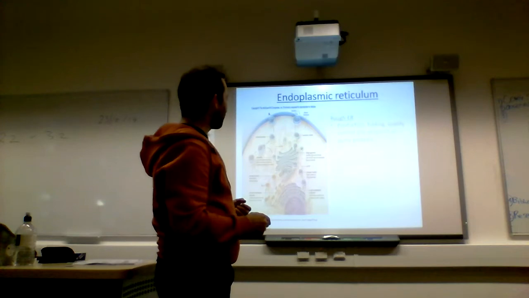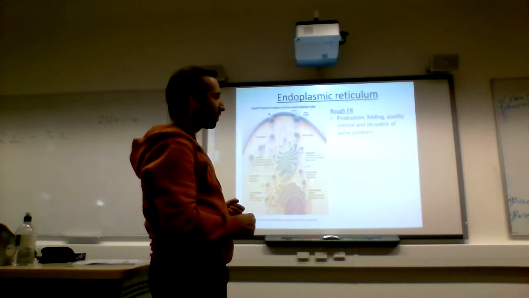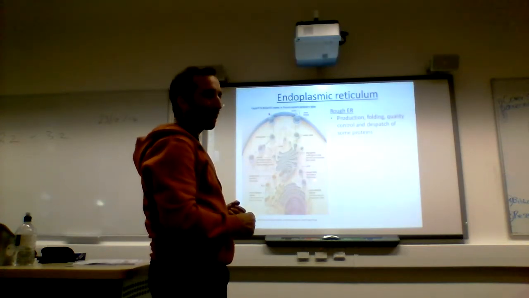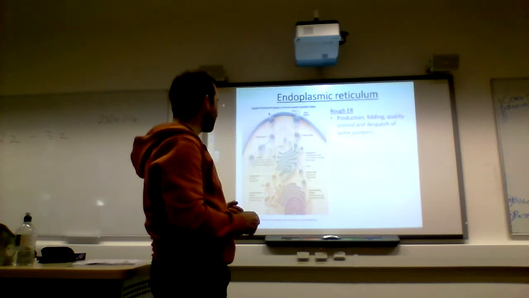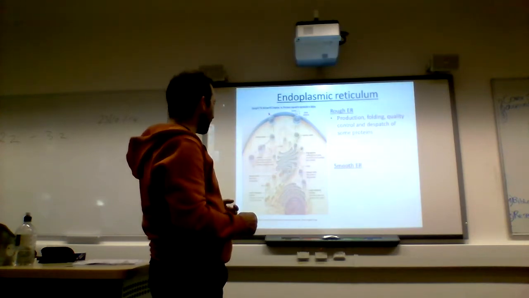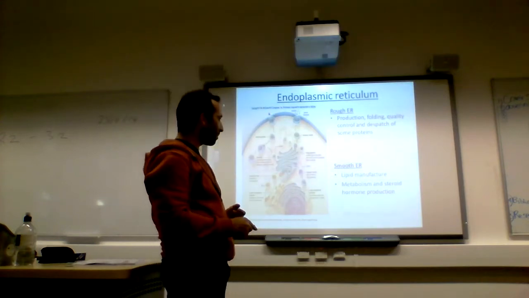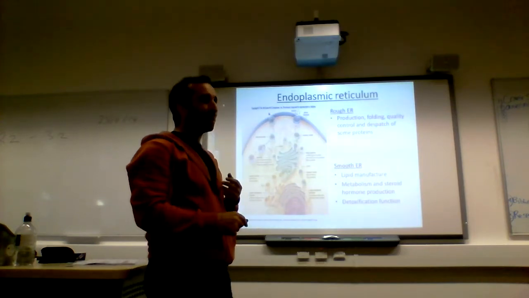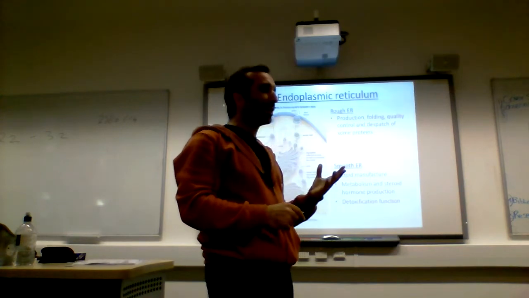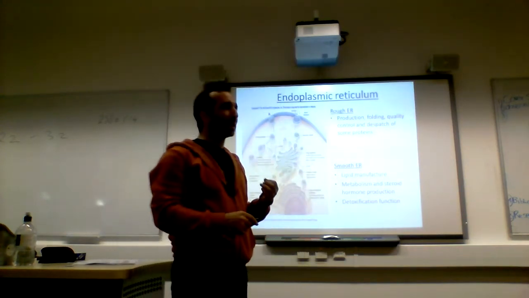The rough ER is involved in the production, folding, quality control and dispatch of some proteins, whereas the smooth ER is involved in lipid manufacture, metabolism, and necessary hormone production, and also in detox. We'll find large quantities of smooth ER in liver cells.